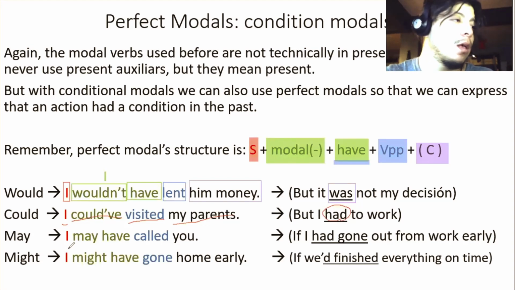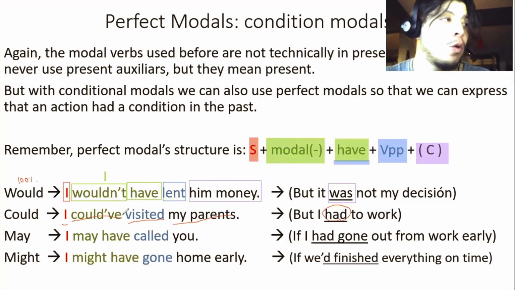¿Sí? May, otra vez, bueno, would es 100%. I wouldn't have lent him money. Yo no le hubiera prestado dinero. Es un hecho, es una cosa que ya decidí. Yo no lo habría hecho. Could, estás hablando de posibilidad. Yo habría podido visitar a mis padres, pero bueno, no tuve esa posibilidad. Tuve mucho trabajo, no fue posible. May y might otra vez significan, bueno, incertidumbre, tal vez.